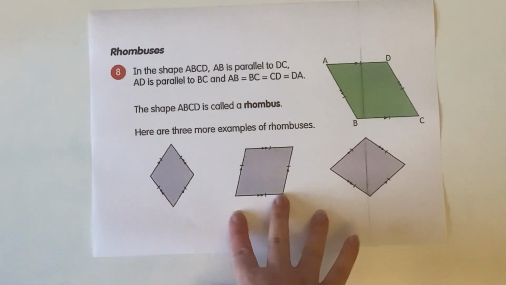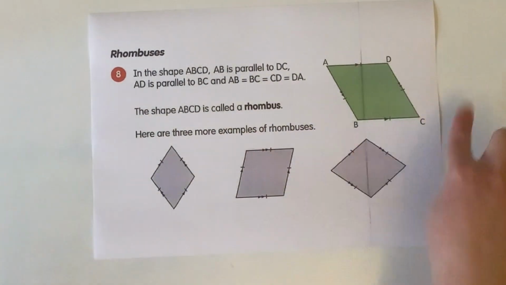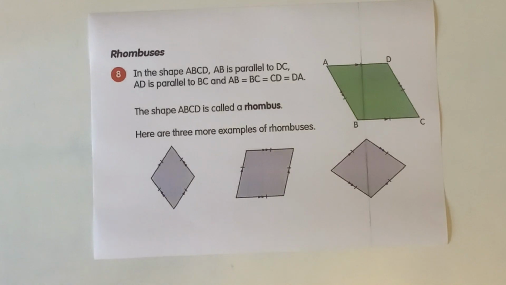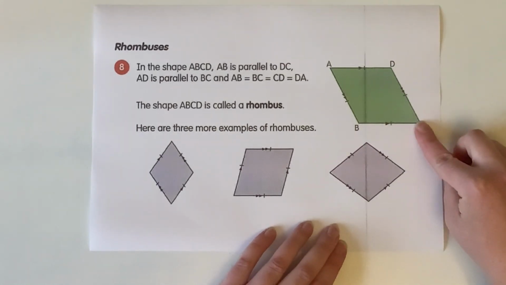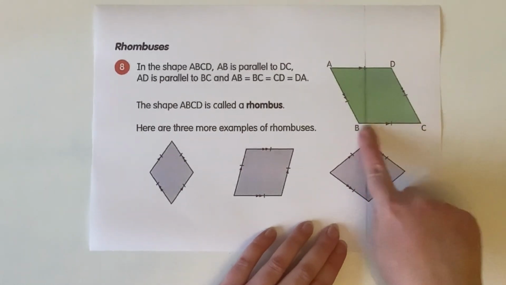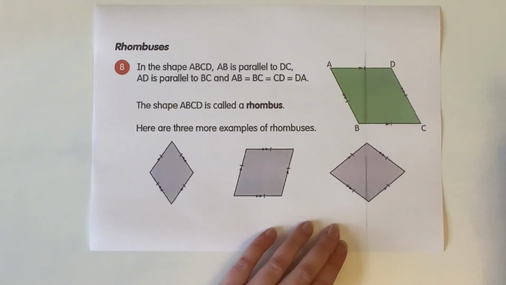Okay, so let's first of all look at what a rhombus is. Here is an example of a rhombus. A rhombus is a four-sided shape in which the opposite sides are parallel and all the sides are equal. If we look at the rhombus ABCD, we can see that AB is parallel to DC and AD is parallel to BC. We can see that with the use of our little arrowheads again.